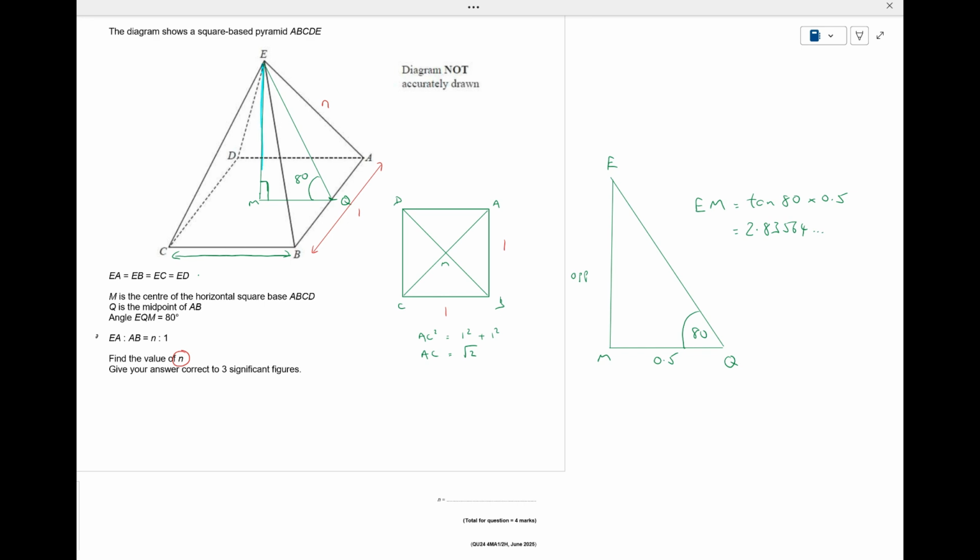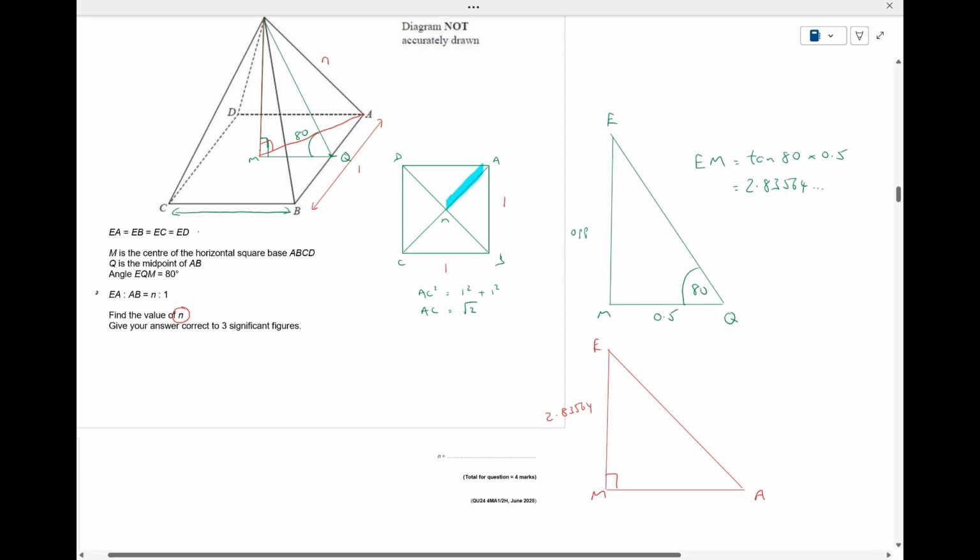I know EM. I'm thinking that I can use that in this triangle here, going from E to M and then across to A. I've got a right angled triangle there. Let's draw it out here: E to M, across to A. EMA, right angle there. I know EM is 2.83564. Now, do I know MA? I do. It's root 2 over 2. So I can label that here, root 2 over 2. And now I'm in a position to find EA, which is what the question is asking me.